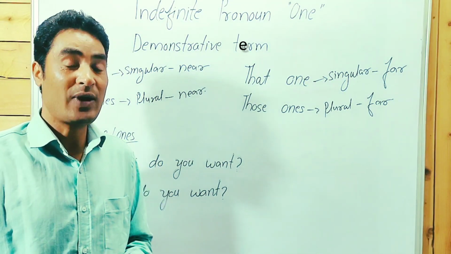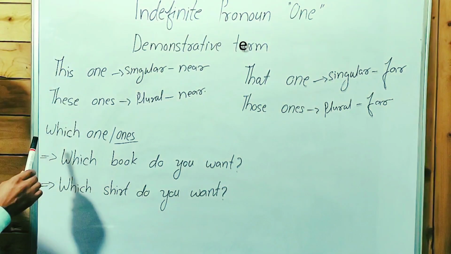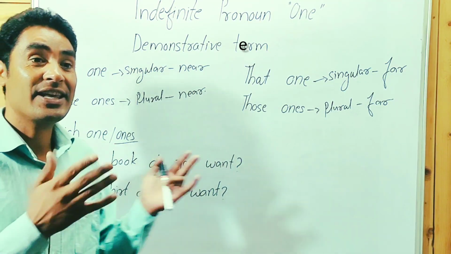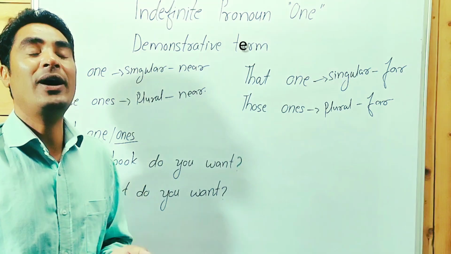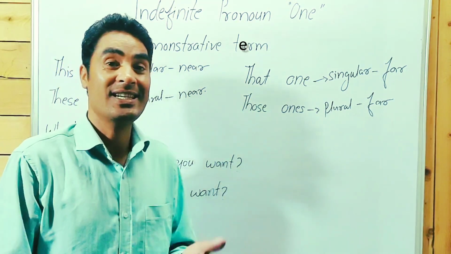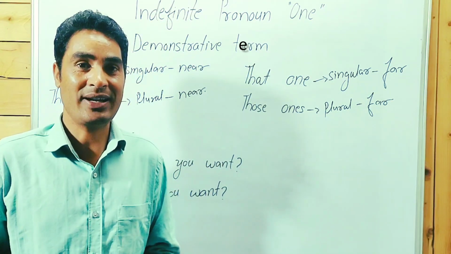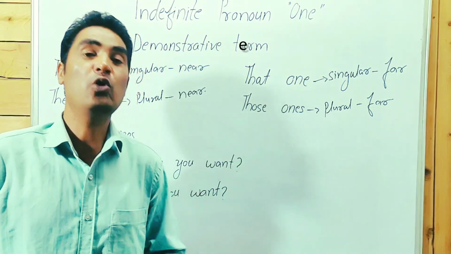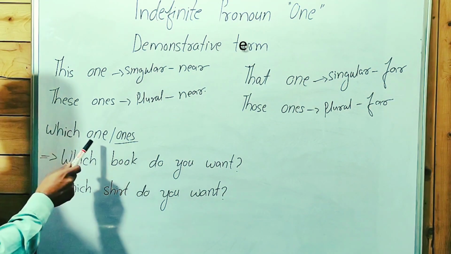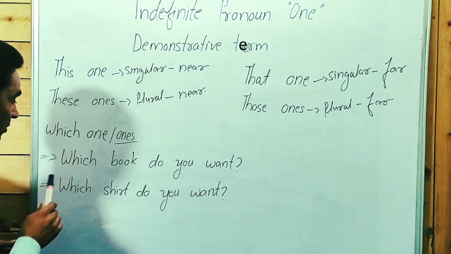Which ones, which pens do you like? Do you want those ones, these ones? Okay, my one, his one, her one, red one, white one. Which shirt do you want? Which shirt do you like? Red one, this one, white one, blue one. You can say whatever you want. So this is the use of one as a demonstrative pronoun.